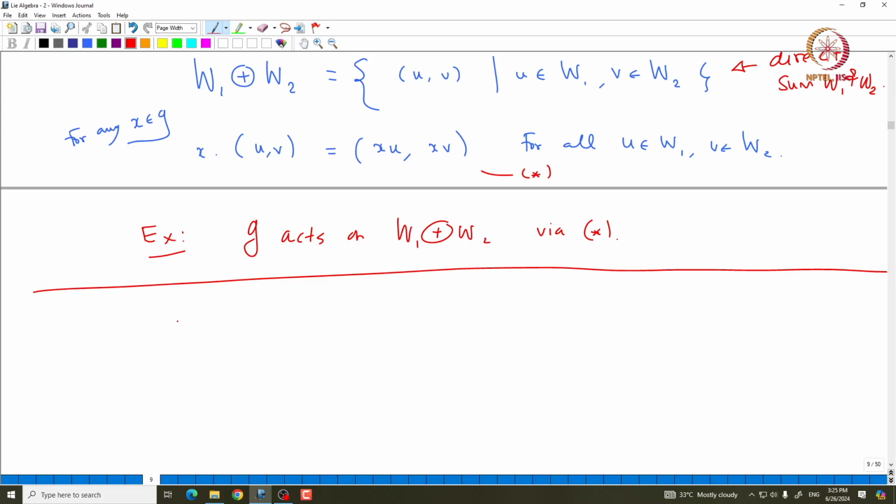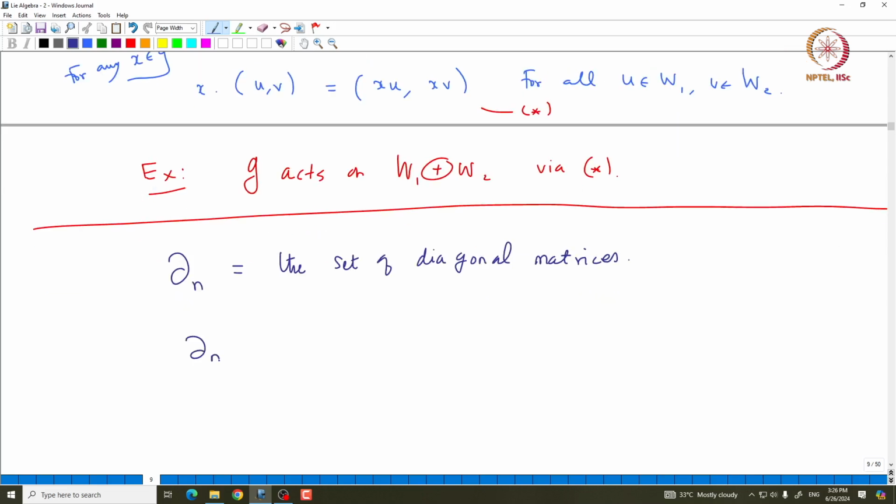Here is a basic example. Let us take the diagonal matrices, the set of all diagonal matrices. Naturally this is sitting inside GLn of C and it is going to act on Cn via matrix multiplication.